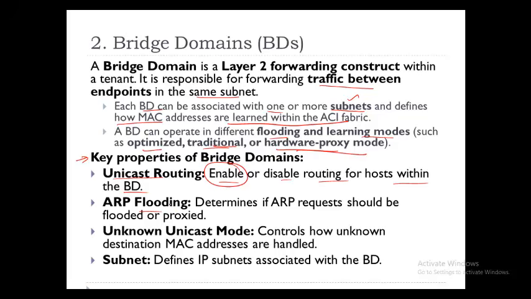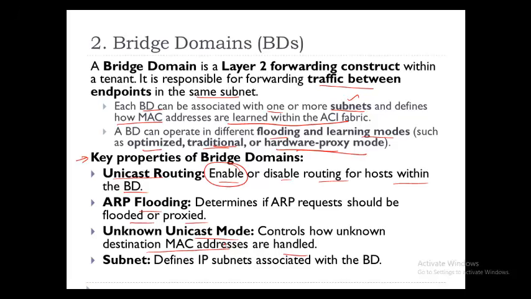ARP flooding determines if an ARP request should be flooded or proxied. Unknown unicast mode controls how an unknown destination MAC address is handled. Usually when a packet comes with a destination MAC address which is unknown to the switch, what it used to do is flood. Now what do you want this ACI fabric to do? You want to drop it or flood? Options are available. Next, the bridge domain also defines the IP subnet associated with this bridge domain.